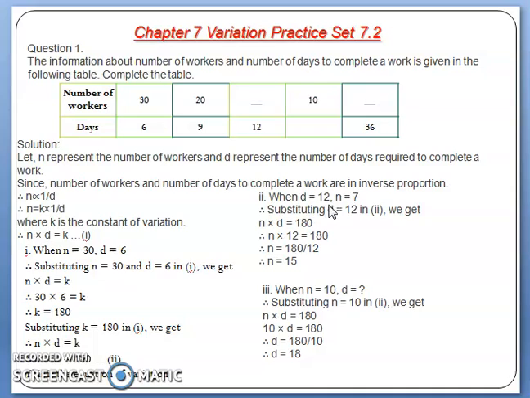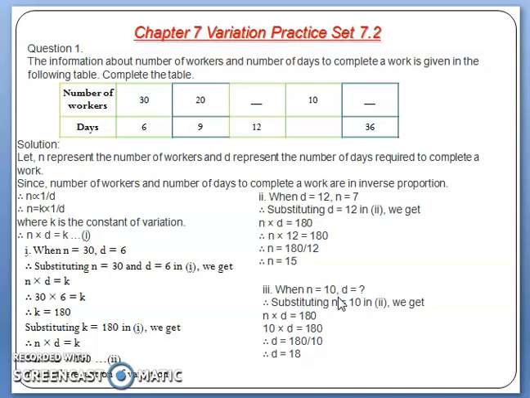Now d equals 12 and n is unknown. Putting d equals 12 in the equation, n multiply d equals 180, that means n multiply 12 equals 180. So n is equal to 180 upon 12, that is equal to 15. So the n value we got is 15.